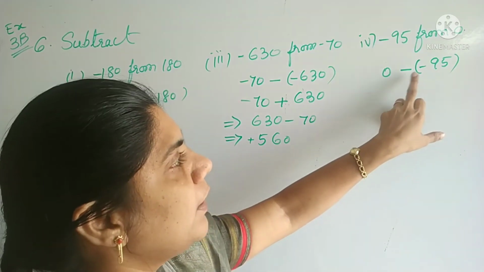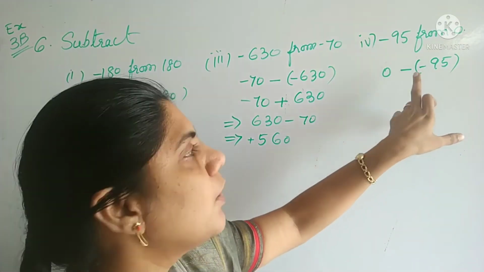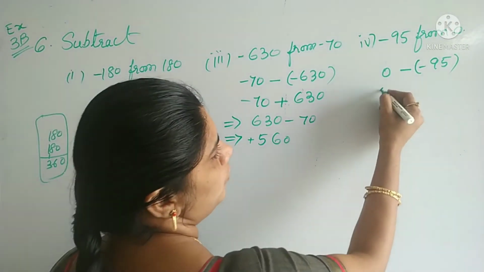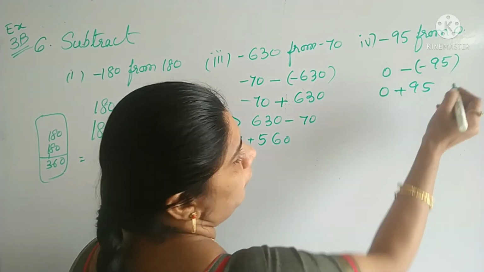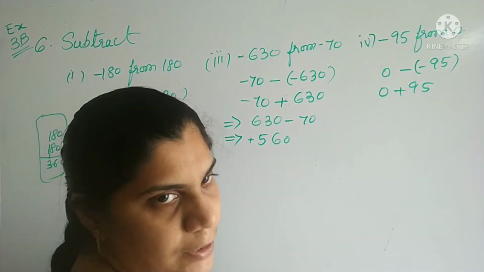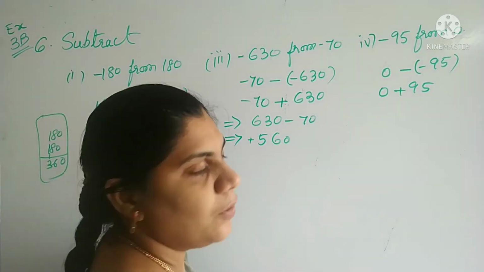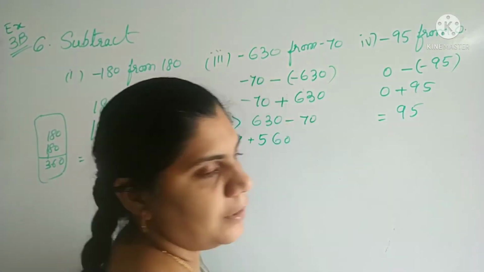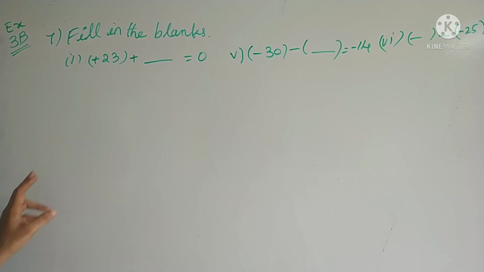Now look at the signs here. Within the brackets I also have minus, so I can multiply the signs. Minus into minus will become plus. So 0 plus 95. If you add any number to 0, or subtract any number from 0, you will get that number only. So you get 95 here. Understood? Good. Now look at the next problem.